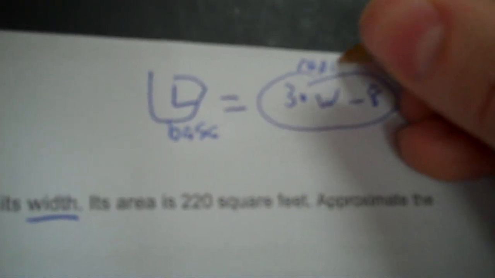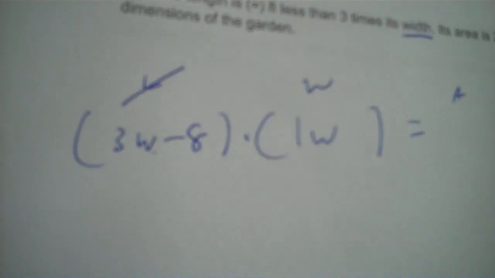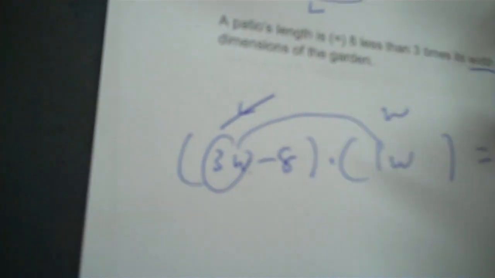Length, width. Now, this is the base that will be replaced with 3W minus 8. So you replace your L with the expression 3W minus 8. And then this here can just be W, because now the variables match inside the parentheses. Okay? So we take 3W times 1W, and then negative 8 times 1W. So 3W squared, negative 8W.